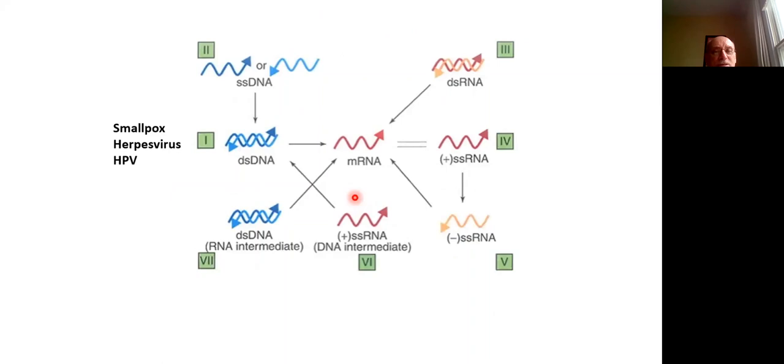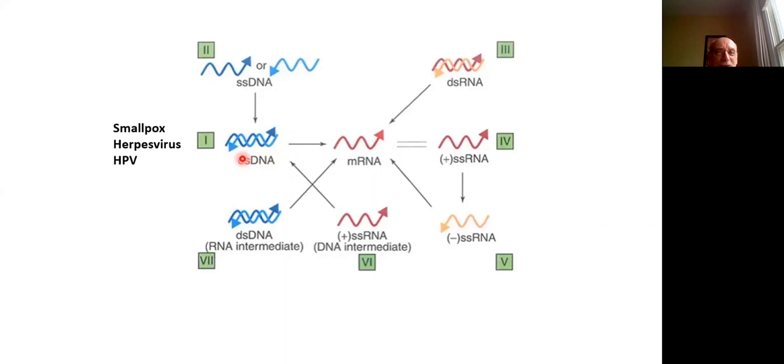So some viruses actually carry double-stranded DNA into the cell. They include smallpox, herpes virus, human papillomavirus, and many other viruses. In this case, there's nothing too mysterious about this. The cell knows that when it finds double-stranded DNA, it should be transcribed to make mRNA as needed. So for these viruses, the logic is relatively simple. It's just bringing in some more genes.